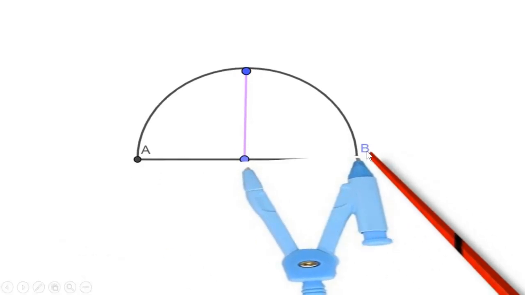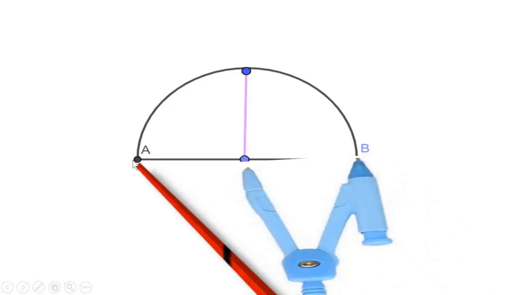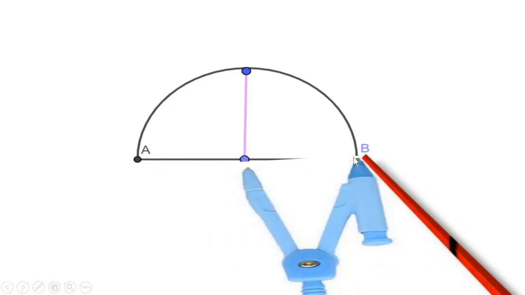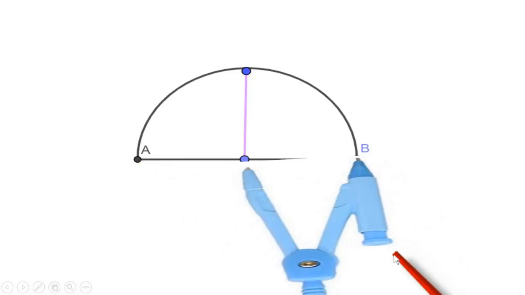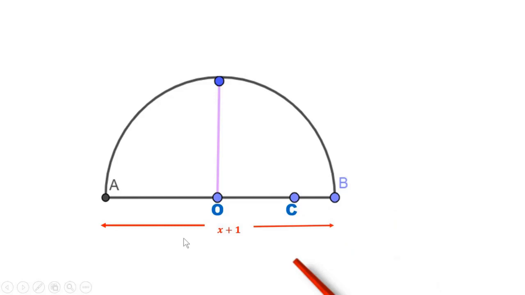Here you can see that the stretched end is falling at point B. So the semicircle is meeting at both the endpoints A and B. The distance from A to B is x plus 1. As you already know, the distance from A to C is x and C to B is 1. Therefore, the distance from A to B is equal to x plus 1.